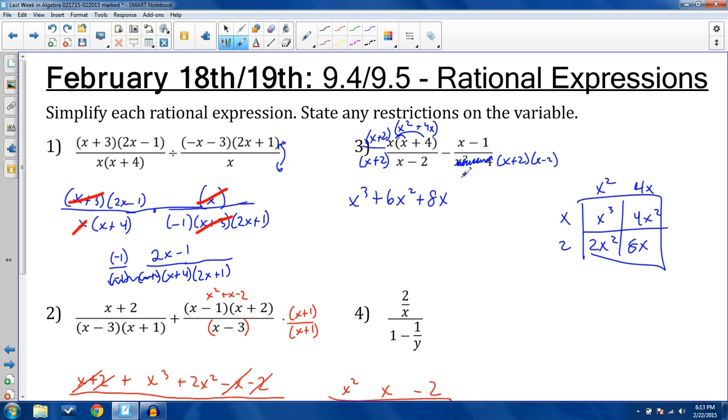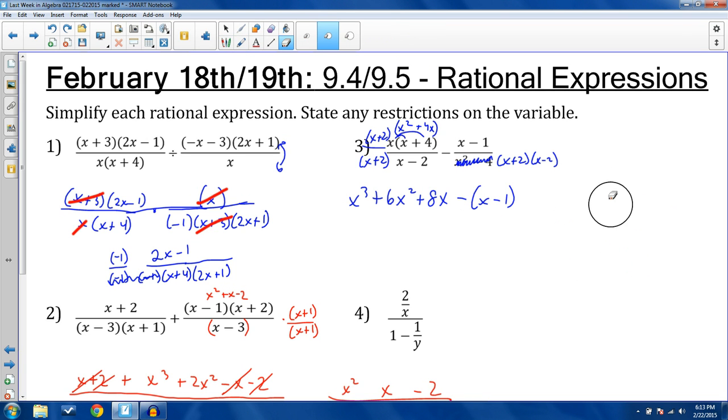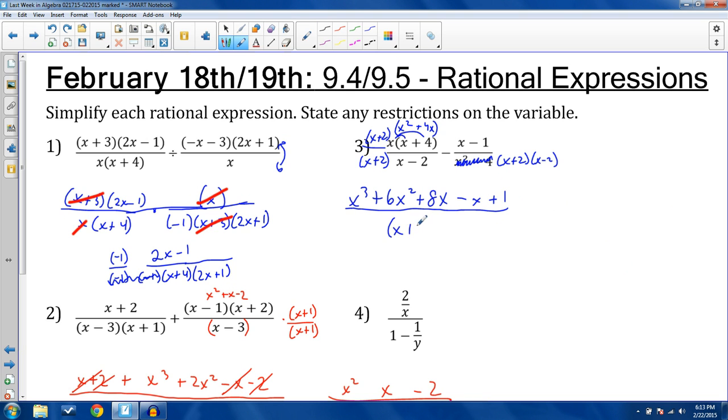Now here's the important part, this minus. This is minus x minus 1. Notice how I just bracketed, or just put that in parentheses, because I'm subtracting the x and the negative 1. So you can either write it like that, or you can write minus x plus 1. But make sure that that becomes a plus 1, not a minus 1 in the end. This is all over x plus 2 times x minus 2.